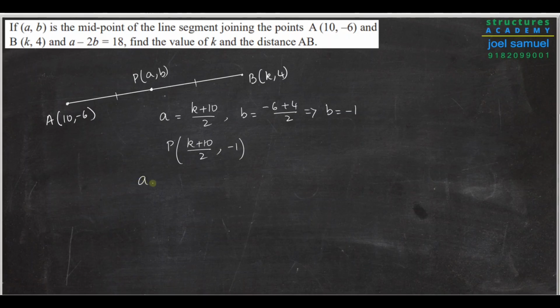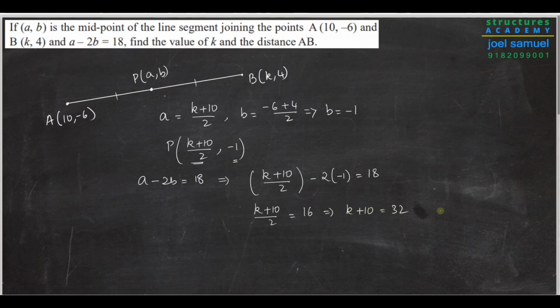Now we are given a - 2b = 18. So this is a and this is b. We need to substitute that in this equation. a becomes (k + 10)/2 minus twice of -1 is equal to 18. So (k + 10)/2 is equal to, this +2 goes that side, becomes 16, or k equals 22. So that's the first part of the answer.